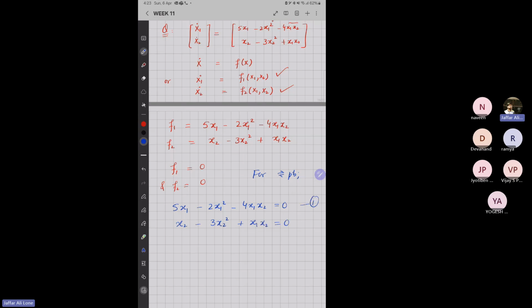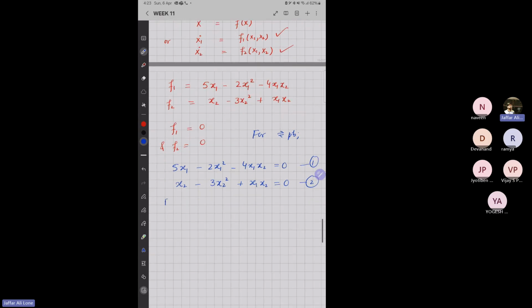Now let's name these equation number 1 and equation number 2. Let's solve 1 first, because there are 2 points. The equilibrium points will be something like this: x1 and x2, something like 1 comma 1, similarly 2 comma 1. That's why I'll be solving these two equations, because the system is 2 by 2.